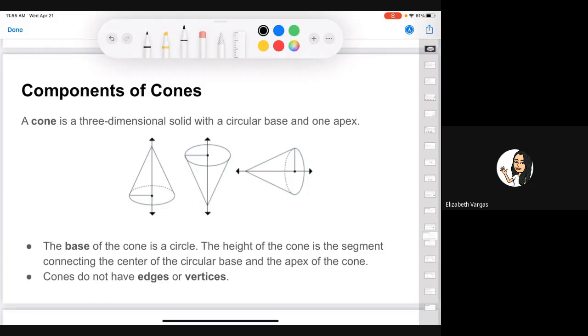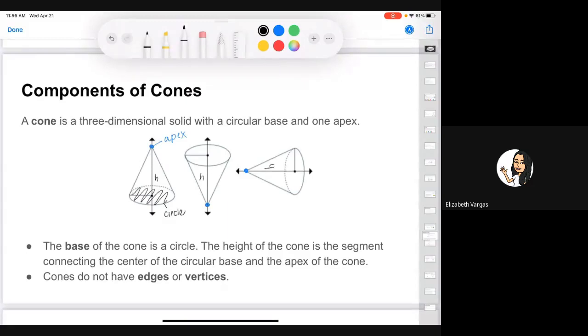A cone is a three-dimensional solid with a circular base and one apex. So the base will always be circular on a cone. And these two also have apexes, kind of like the pyramids that we saw. Okay, the base of the cone is a circle. The height of the cone is the segment connecting the center of the circular base and the apex, kind of like we saw with the pyramid. The height would be from the center point of the base to the apex. So here would be height, and here would be height as well.